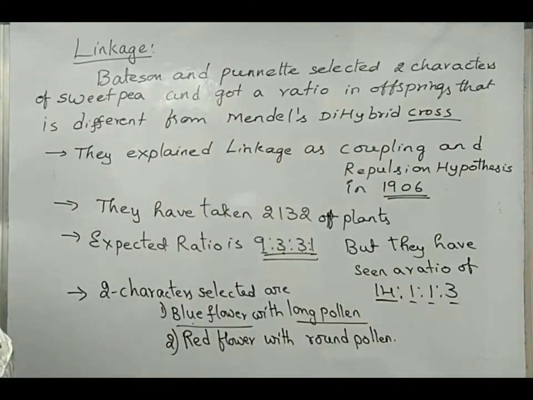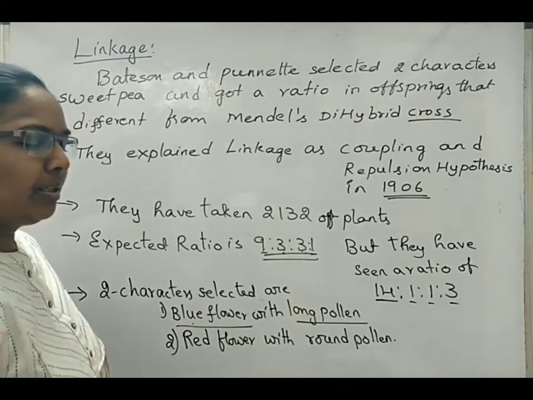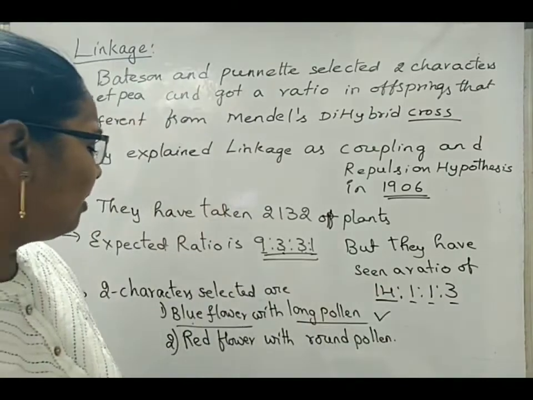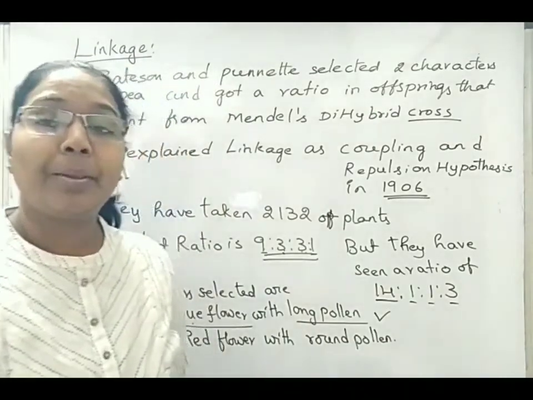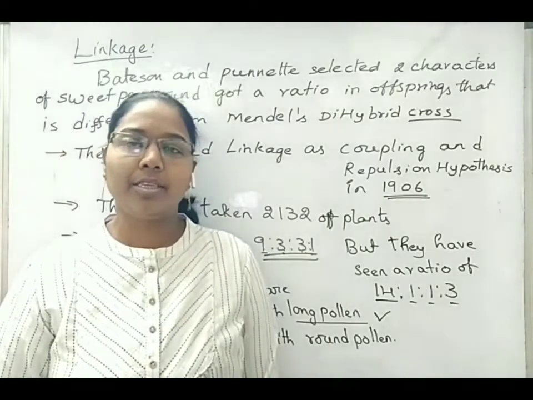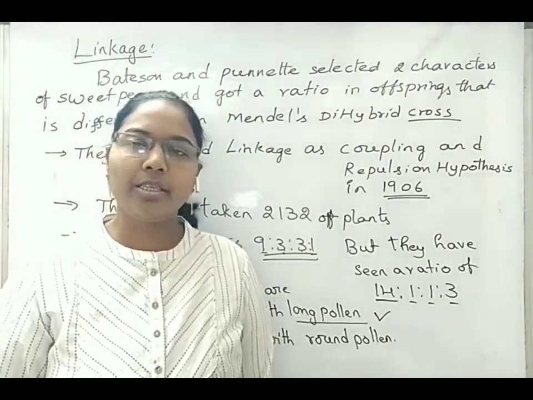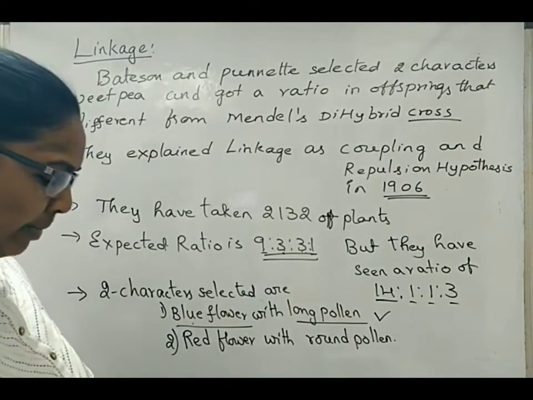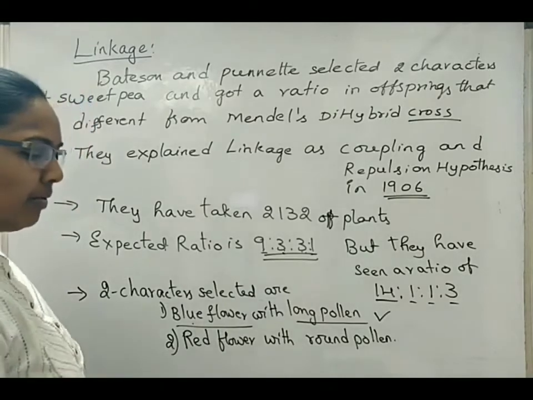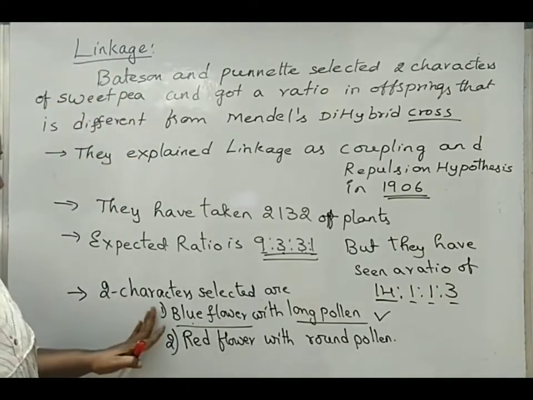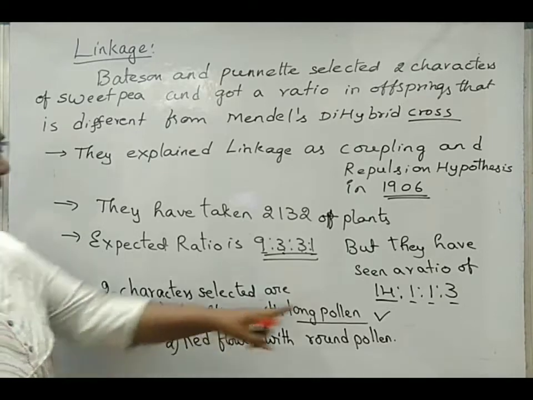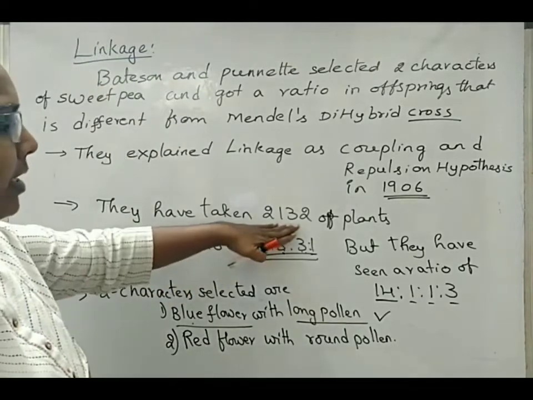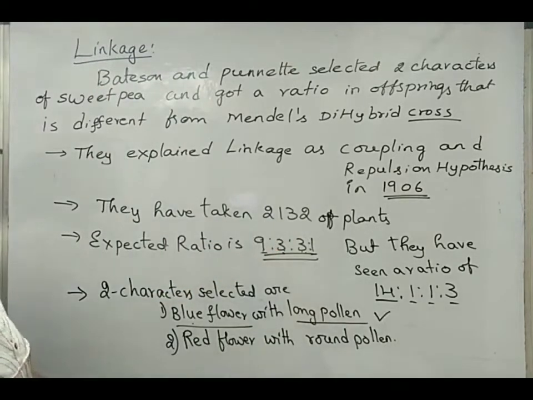So these are the two characters selected by Bateson and Punnett. In the F1 generation, they got blue color flowers with long pollen in all the offspring. But when they self-crossed the F1 generation to observe the F2 generation, they got a different ratio that is not seen in a normal Mendel's dihybrid cross. We will see those variations also, how the 14:1:1:3 type of ratio was obtained from a total collection of 2132 plants.